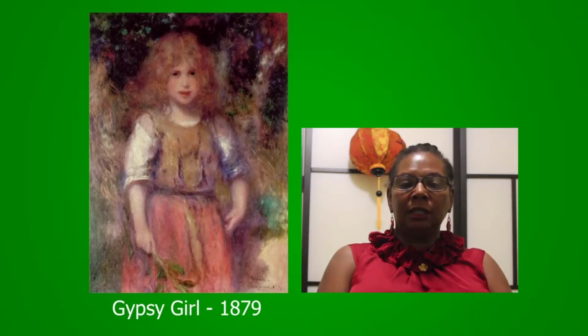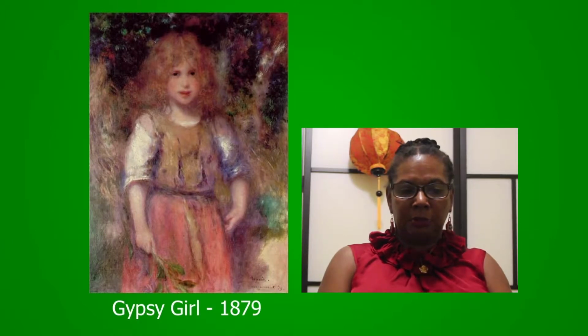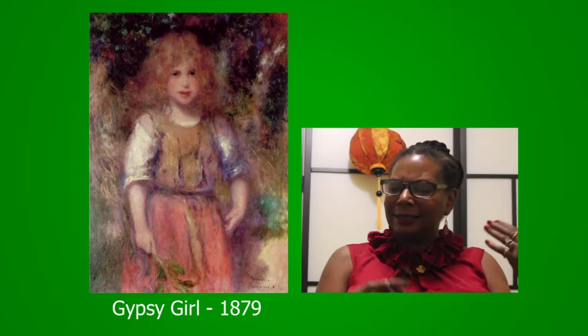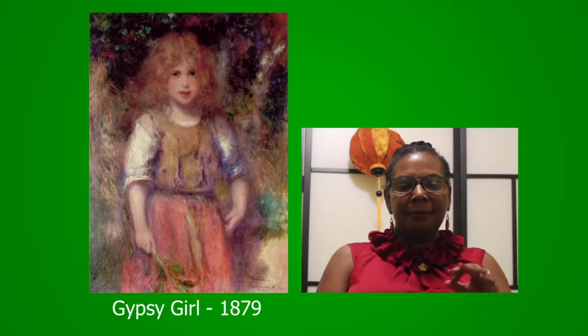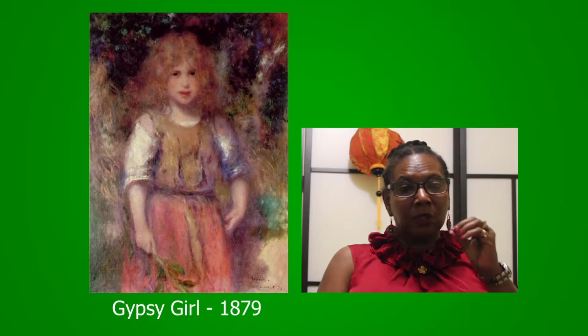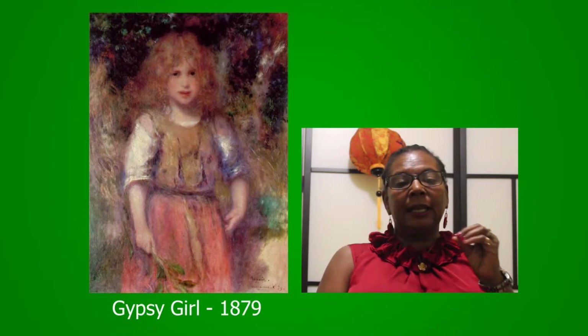So let's take a look at this first piece, and it's called Gypsy Girl, 1879. So we've explored a lot of these pieces before, so don't be surprised if you're seeing something you saw already. But now what we're trying to do is understand, what was the artist doing? So here we see a young girl, and we can see her in some detail, but at the same time, there are aspects of her that you're probably thinking, wow, I wish I could see that a little clearer.